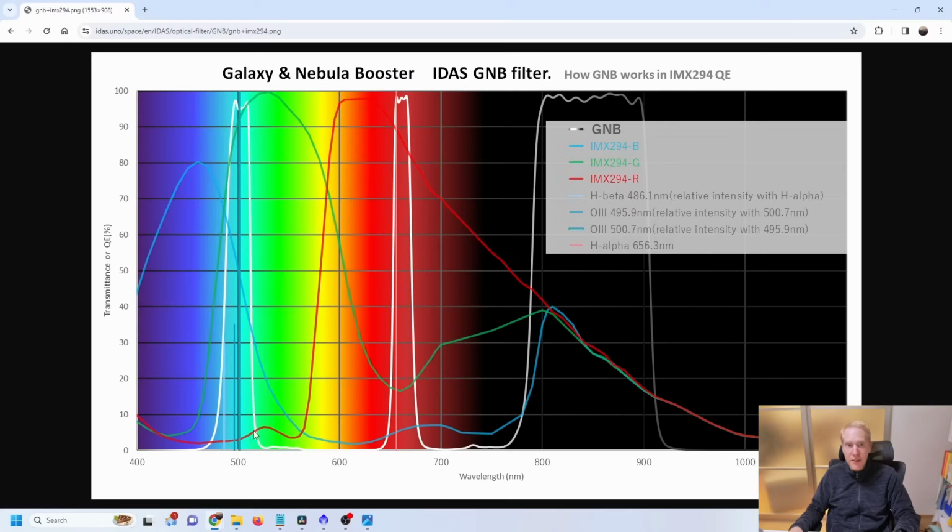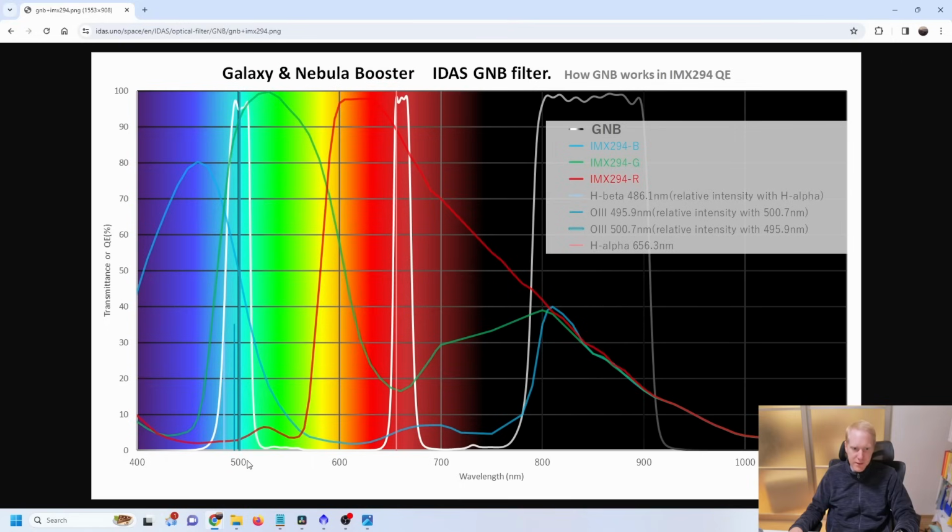Okay, and now we're going to go to another question, which is, what is beyond 700 nanometers when we go into infrared? This is relevant because I have a multi-band filter here. It's called the IDAS GNB, and this is how its bandpass graph looks. This is the white line that we're looking at.